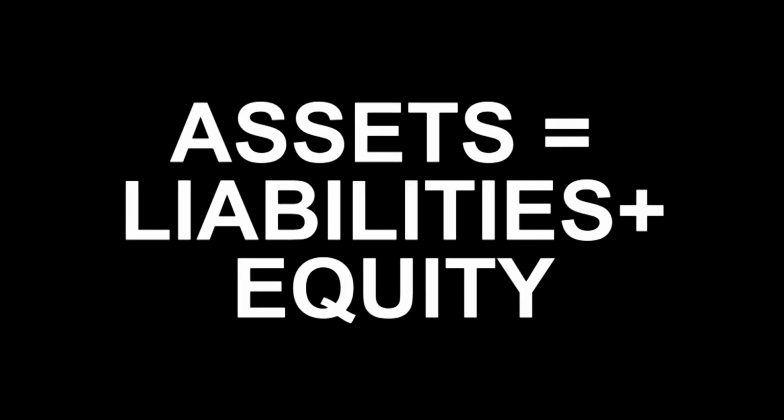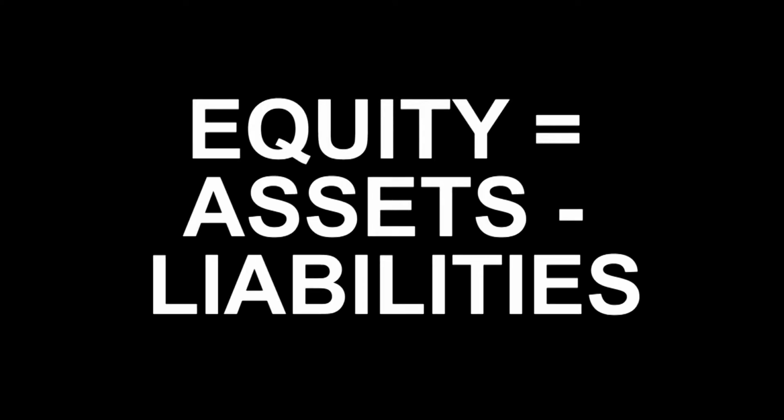In accounting, arguably the most important formula you're going to have to be familiar with is assets equals liabilities plus equity. If you reverse engineer that formula, you get equity equals assets minus liabilities. That's essentially just another way of thinking about how to arrive at your equity value.